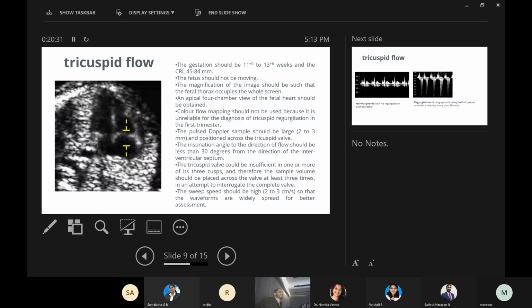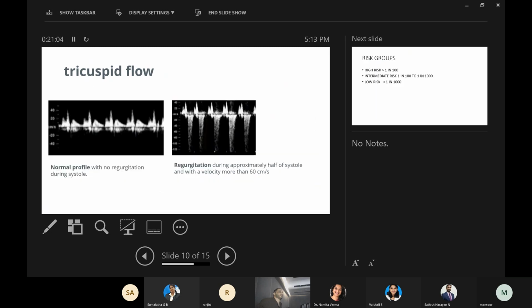Now for the tricuspid flow, I already showed you in a clip before. When you're checking the fetal heart, just put the caliper over the tricuspid valve, keep a wide gate, and then put on your Doppler. Even in this you have to remember the same technique we used for DV. The sweep speed should be very high, like 200 to 300 milliseconds, so that we get a very nicely spread out waveform. This is the normal with no regurgitation. This one has long regurgitations here.